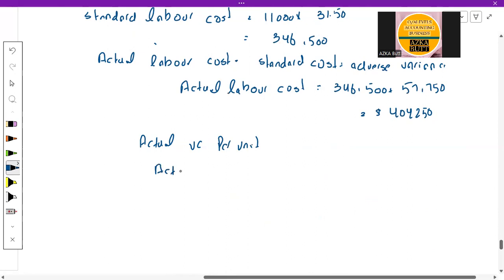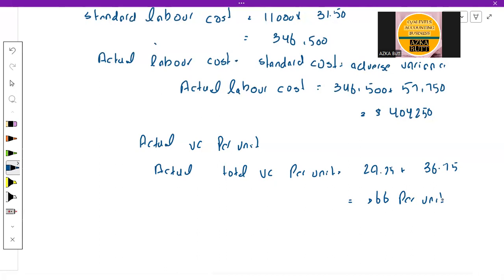Okay, and now let's see the actual variable cost per unit. So actual total variable cost per unit is equal to 29.25 plus 36.75 for labor, so this is equal to $66 per unit. In step 3 we have to calculate the required selling price for the same contribution. Now we need to determine the selling price that would have resulted in the same total contribution as the standard.